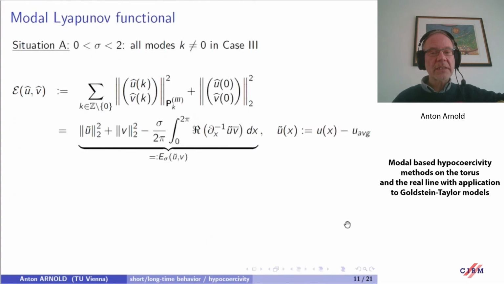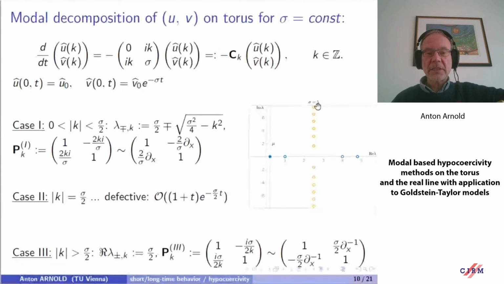So with this preparation, we can now, from a global point of view for the PDE, distinguish three situations. In situation A, when sigma, the relaxation rate, is smaller than 2, all the modes are in the last case. So let me briefly flash back. In this situation A, all eigenvalues are these complex conjugate pairs. They are on this vertical line, so they all have the same real part sigma over 2.